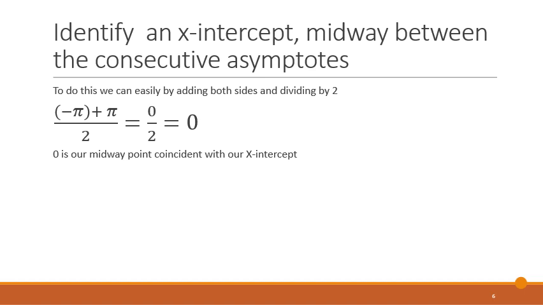Next, we're identifying the x-intercept midway between the consecutive asymptotes. We do this easily by getting the average, the center point, or just using mental math. So midway between -pi and pi is going to be 0. So our midway point is coincident with our x-intercept at 0.